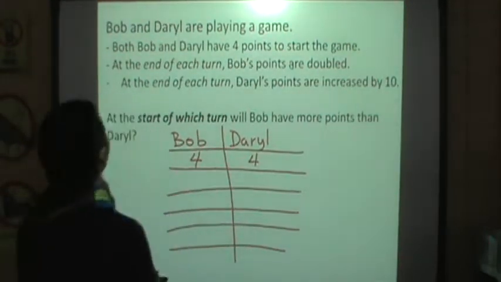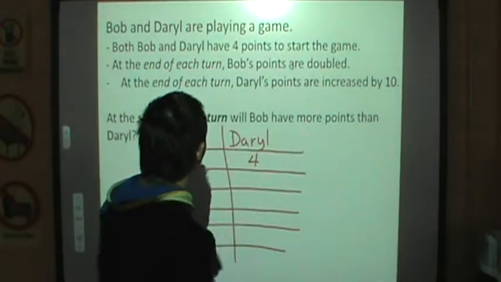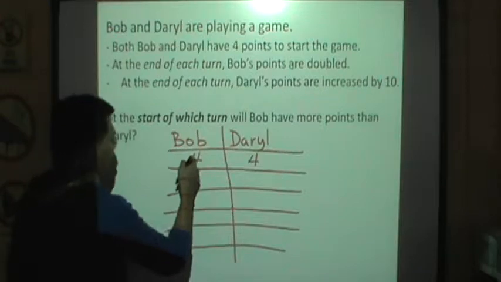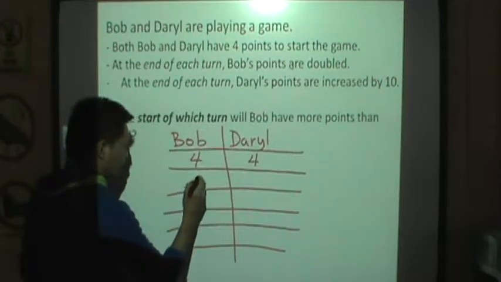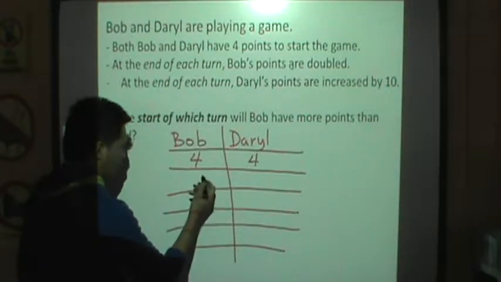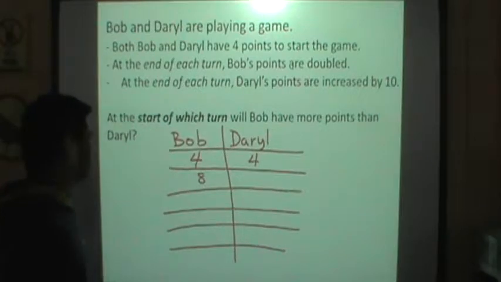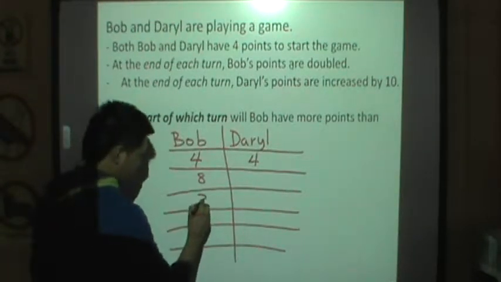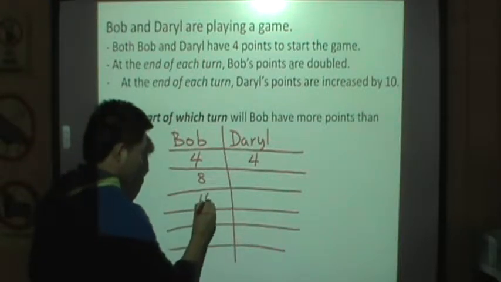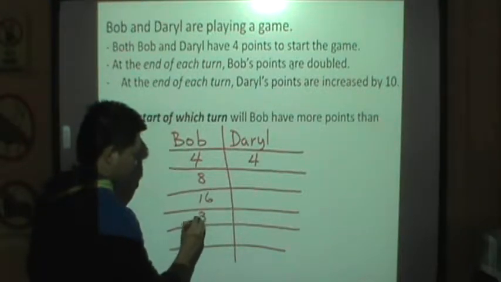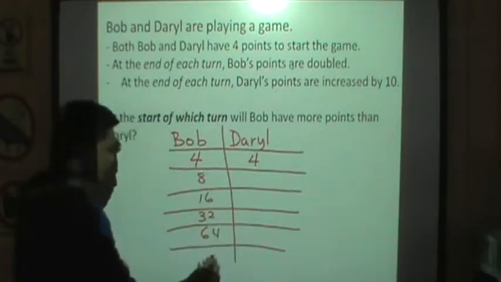Now, at the end of each turn, Bob's points are doubled. So that means for the second turn, this 4 will become, if we double it, 8. 4 times 2 is 8. 8 times 2 is 16. 16 times 2 is 32. 32 times 2 is 64, and so on.